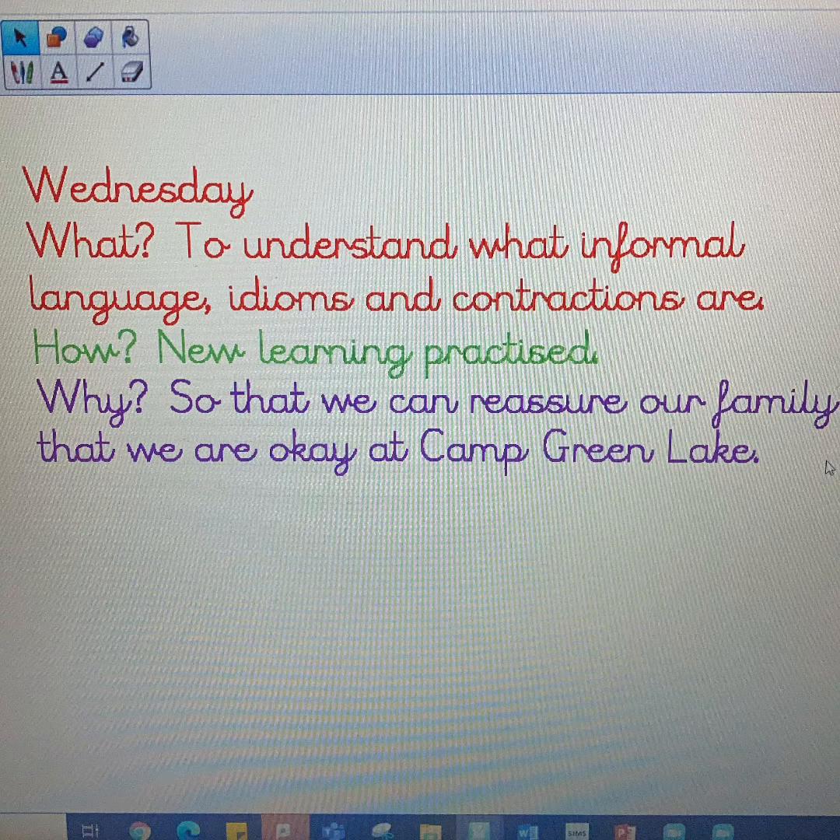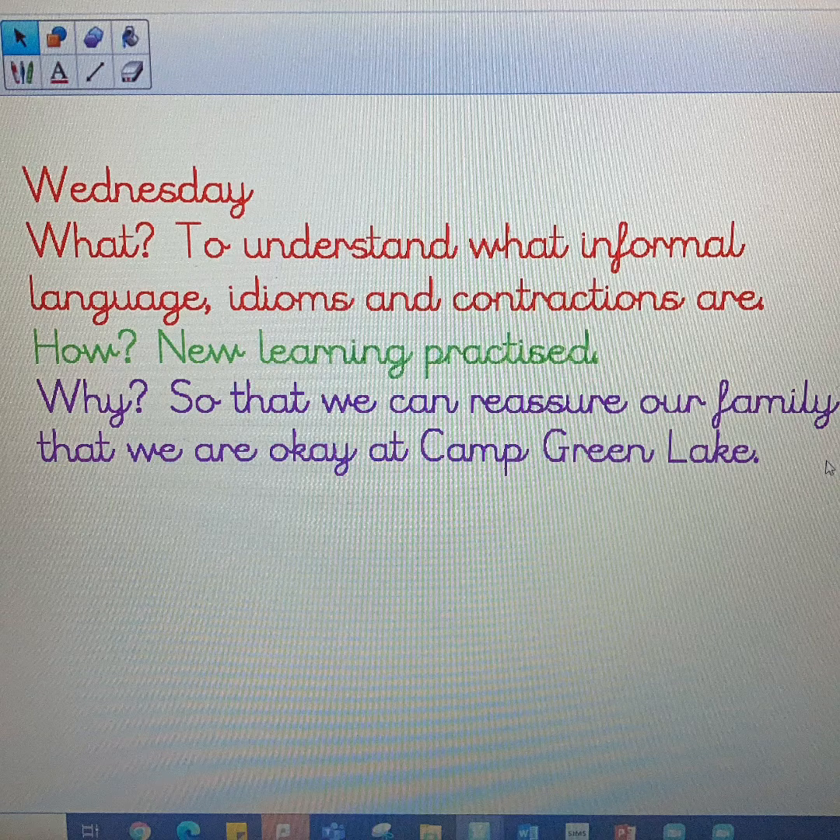So we looked a little bit yesterday at the fact that we're going to be using informal language because we are writing to someone that we know. So the tone's going to be very conversational. Today we're going to have a full-on SPAG lesson, learning all about informal language, idioms and contractions. So it is new learning that we are practicing.